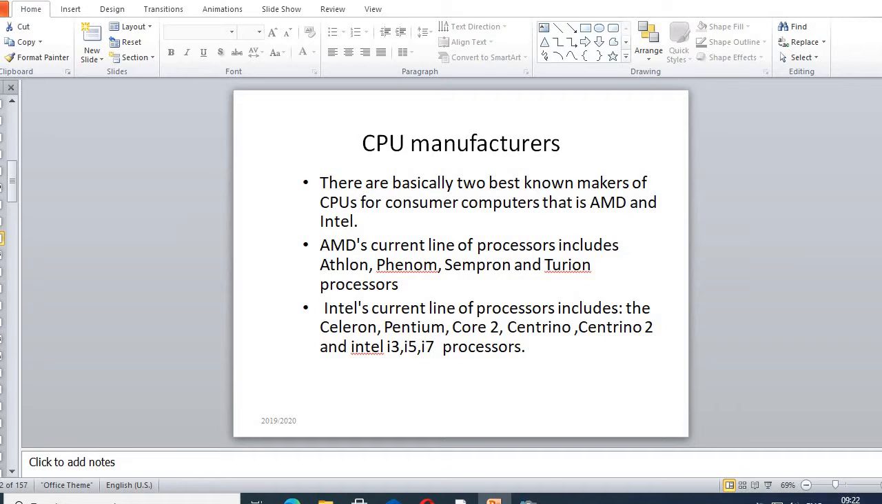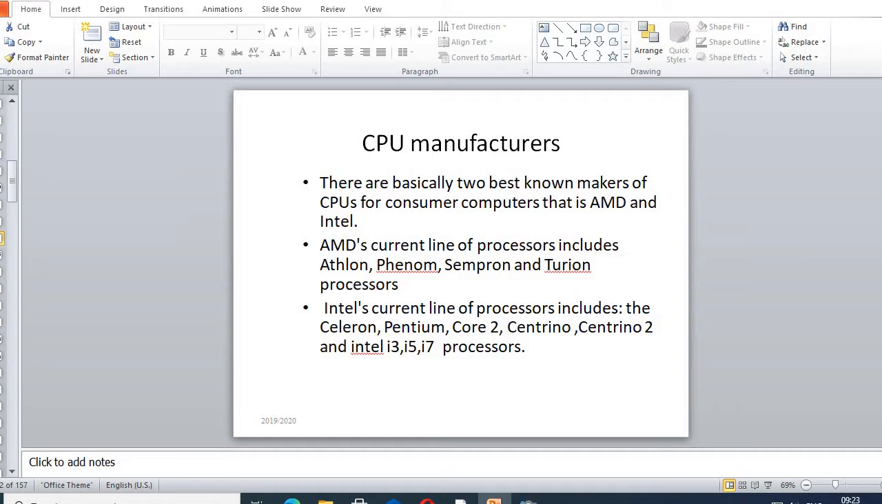CPU manufacturers. As we have seen what a CPU does and why it is very important in our computer, because we've seen that nothing can be done on the computer without a processor, a microprocessor or a CPU, we need to know the companies that come up with these processors. There are basically two best known makers of CPUs for consumer computers: AMD and Intel.